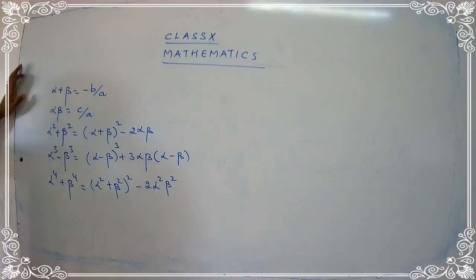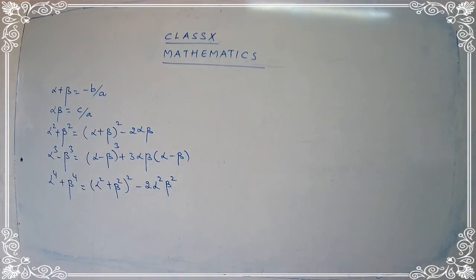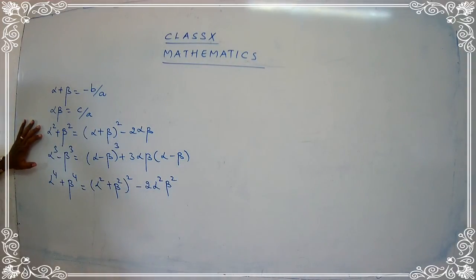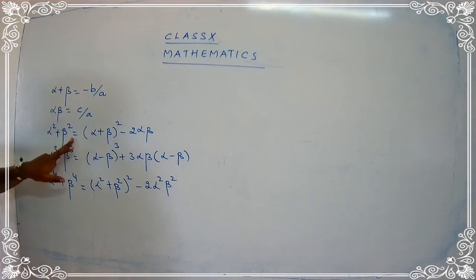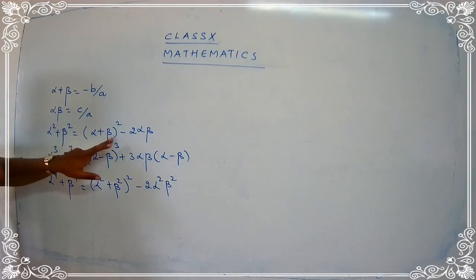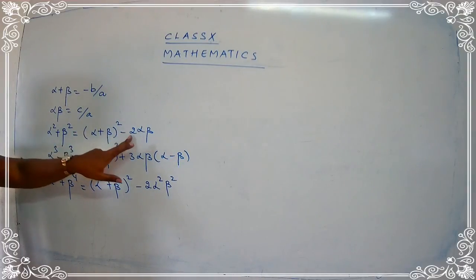So what is the formula for alpha plus beta? It's minus b upon a. What is the formula for alpha beta? C upon a. What is the formula for alpha square plus beta square? Alpha plus beta the whole square minus 2 alpha beta. You have to say the formulas along with me, children. Alpha square plus beta square is equal to alpha plus beta the whole square minus 2 alpha beta.